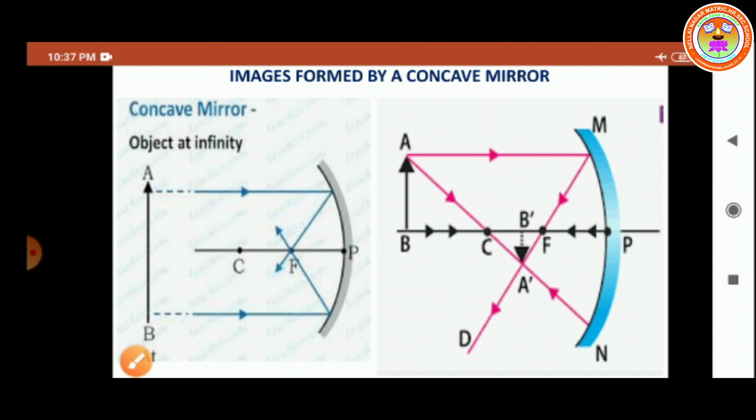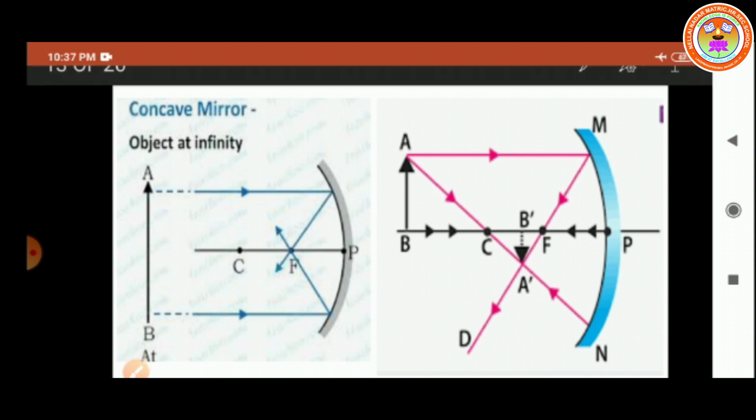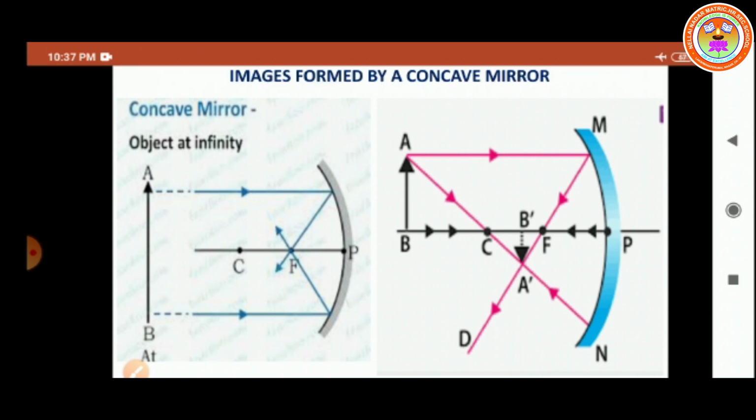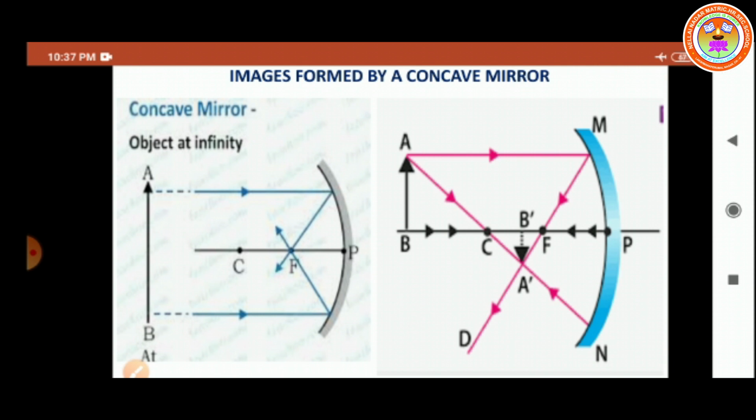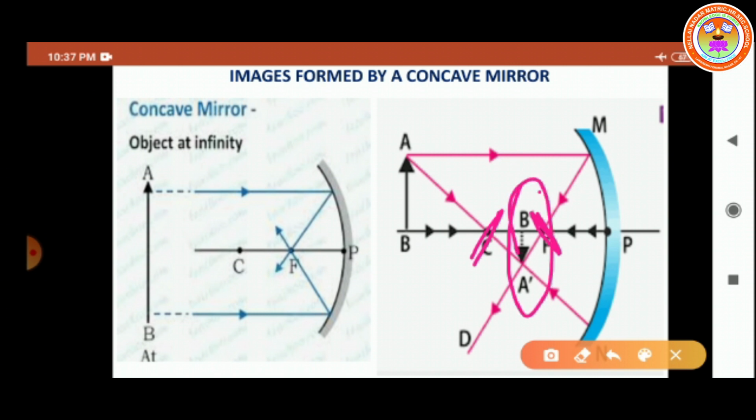So we have to apply the rules also. Here the light ray is taken as an incident ray. This incident ray falls on the mirror. After the reflection, the light passes through the principal focus. Passes through which point? The principal focus. And in this point, where the image will be formed, it is formed between the C and F points only. The image is given now. A dash B dash is taken as the image.